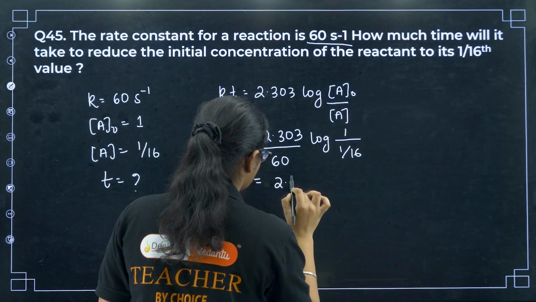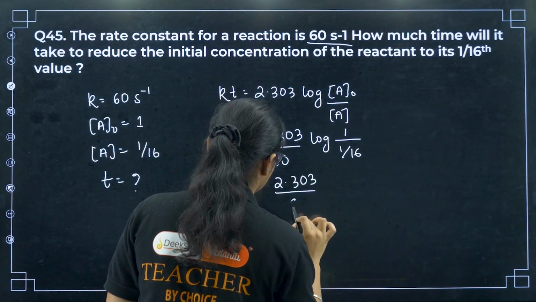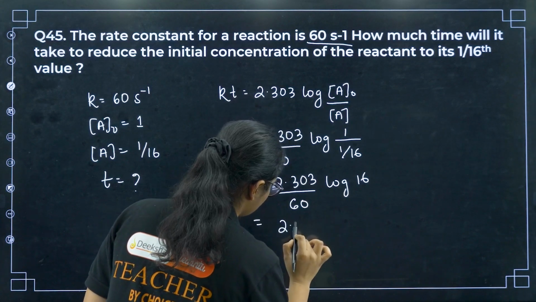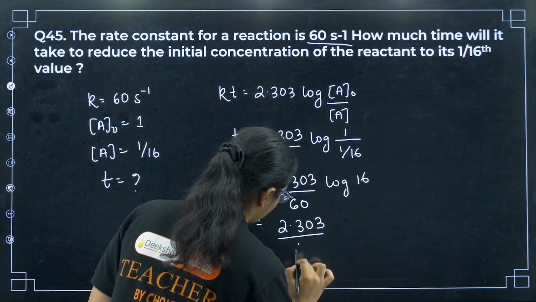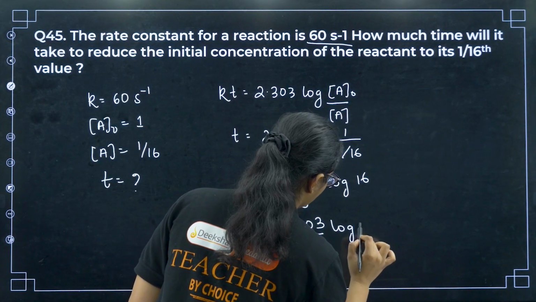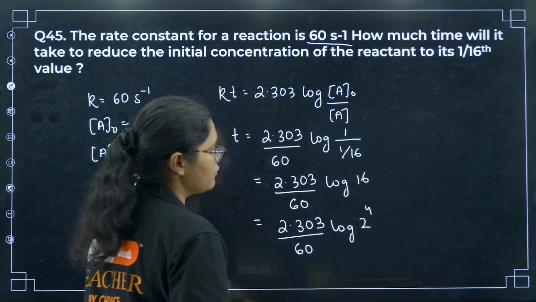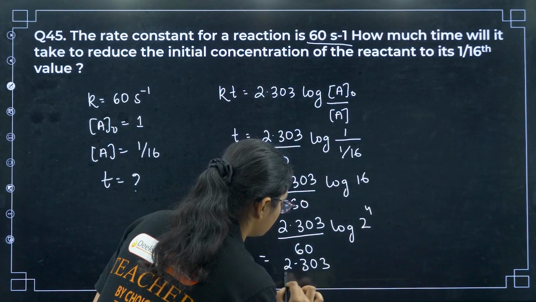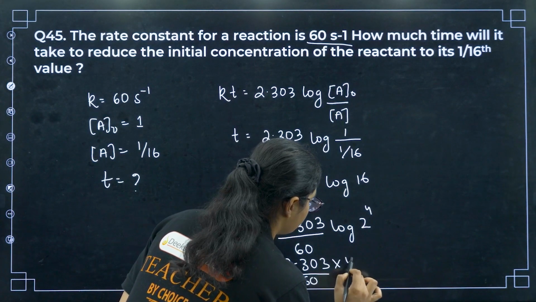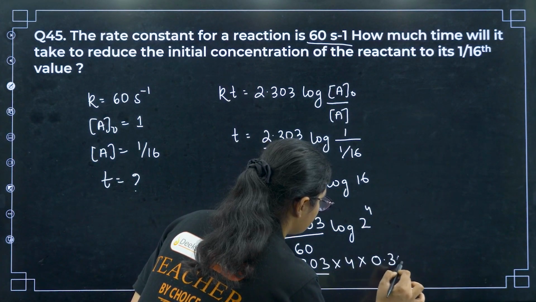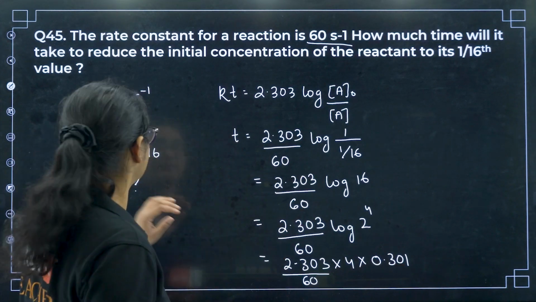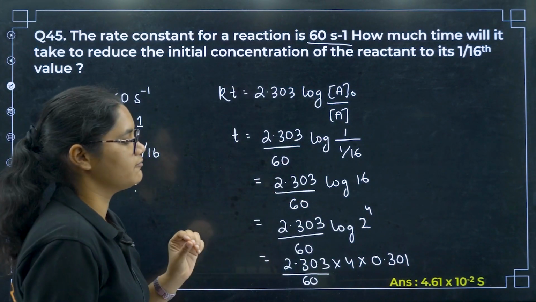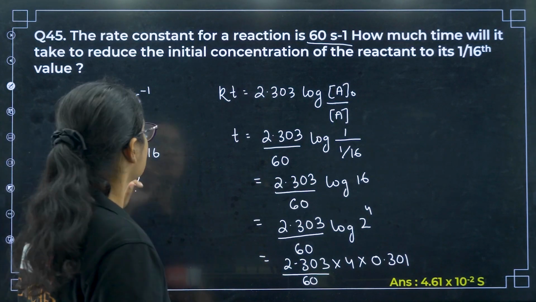So it is 2.303 by 60 log of 16, that is equal to 2.303 by 60 log of 2 power 4. That means equal to 2.303 by 60 into 4 into log 2, which is 0.301. Now if I solve this, I will be getting 4.61 into 10 to the power of minus 2 seconds.